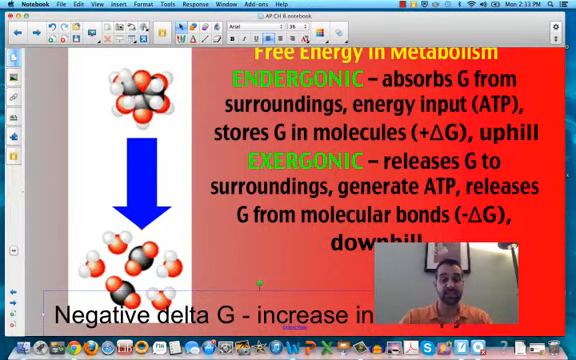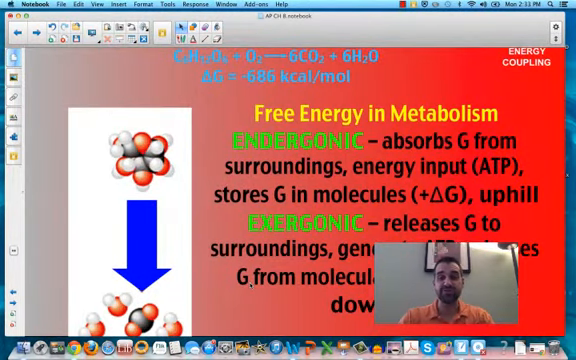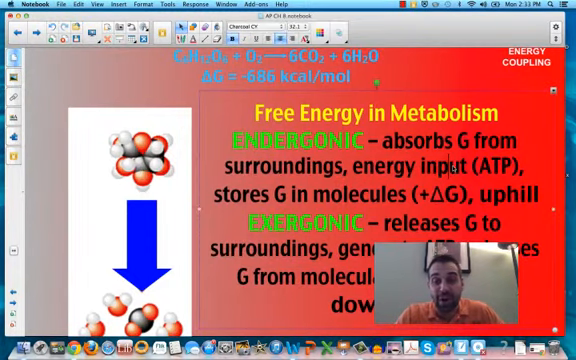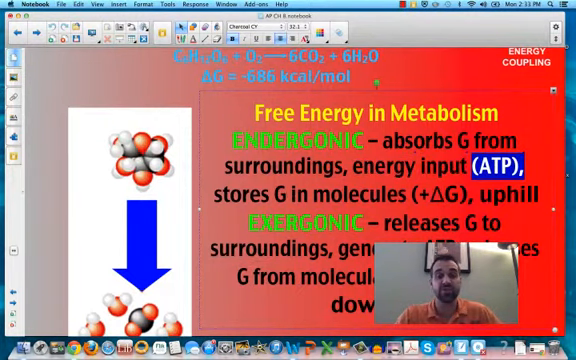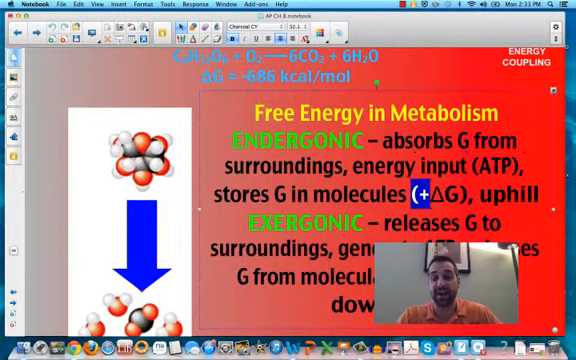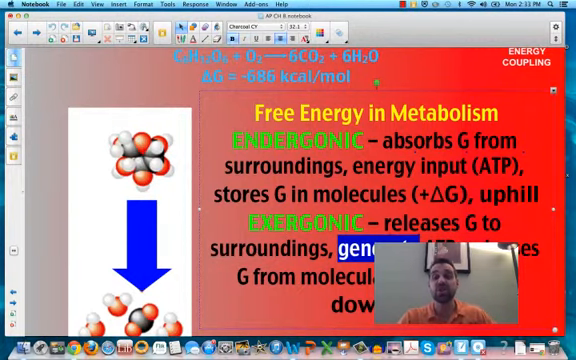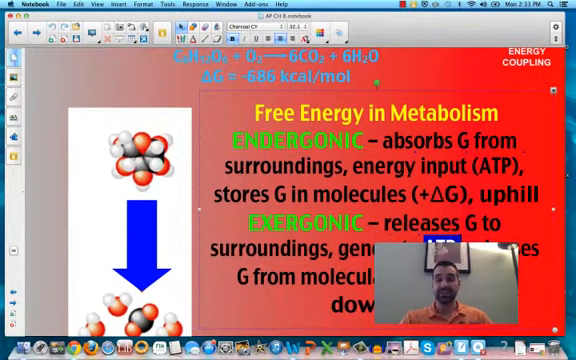And, of course, negative delta G means that there should be an increase in entropy or disorder, and that's our delta S. Okay, so once again, to summarize in this slide, endergonic absorbs free energy from the surroundings, and that's going to be from our ATP molecule, an input of ATP, so the energy input from ATP to store delta G, giving us a positive delta G in our uphill reaction. Exergonic energy is going to be released to the surroundings so that we can generate ATP. That's going to be the negative delta G that we've been talking about.